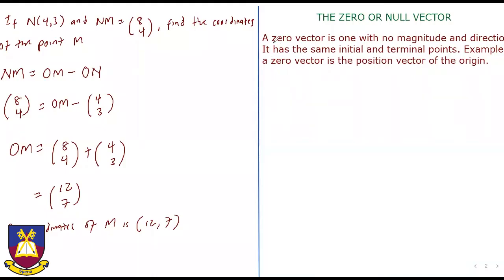Now, the zero vector is also known as the null vector, and it is a vector with no magnitude and direction. It has the same initial and terminal points. And the commonest example of a zero vector is the position vector of the origin, which is denoted as O.